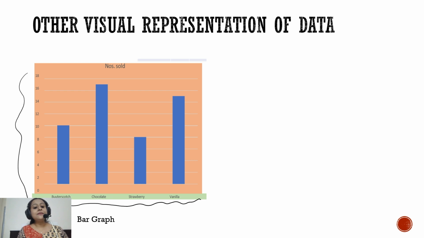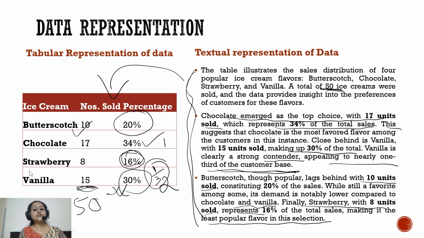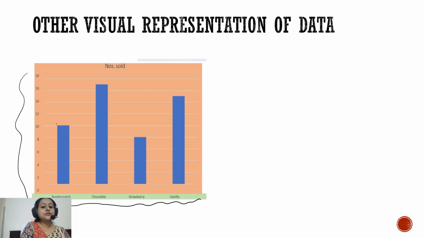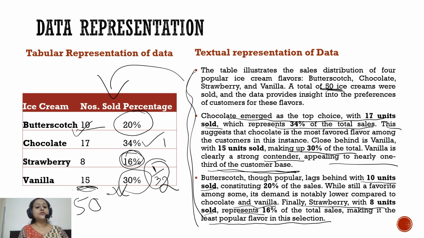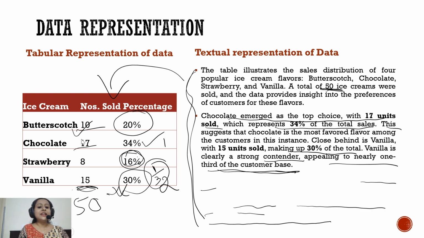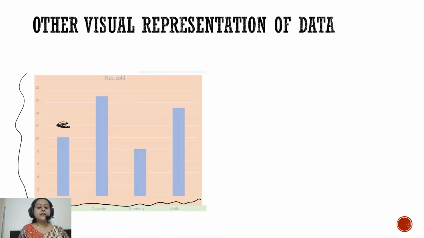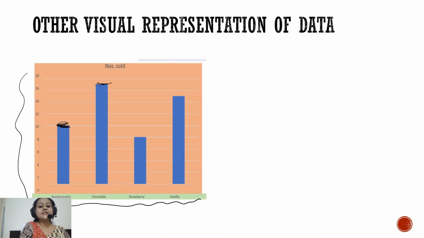You can see that only 10 units of butterscotch are sold, so the bar reaches up to 10. Same for chocolate, the number of ice creams sold is 17, so the bar is a little higher than 16, almost at 17. In this way, we can represent the same data using a bar graph.